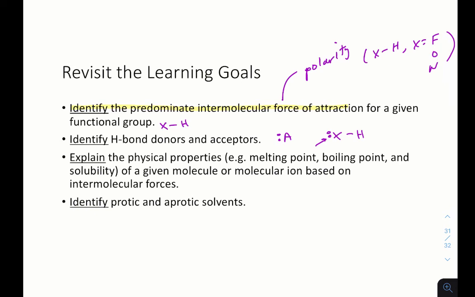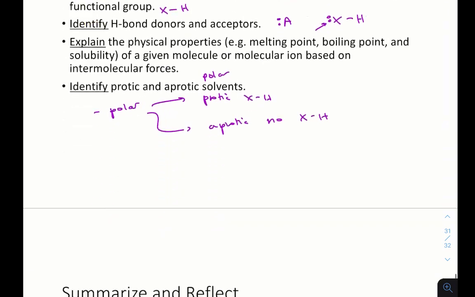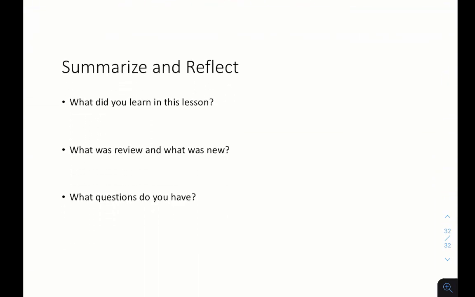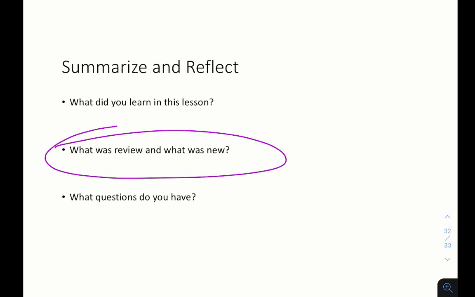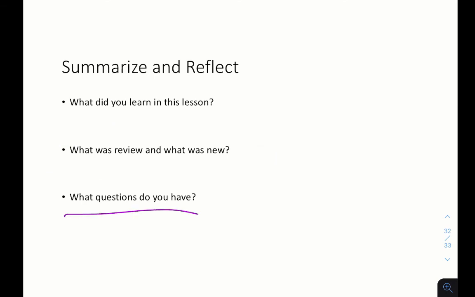You can explain how the physical properties of a molecule relates to its intermolecular forces. And finally, you can identify protic and aprotic polar solvents. So they're going to be polar, but the protic ones have this polar XH bond, and the aprotic ones have no polar XH bond. Take a moment, summarize what you learned in this lesson. What was review and what was new? And then finally, think of what questions you have and ask me. Time to practice.